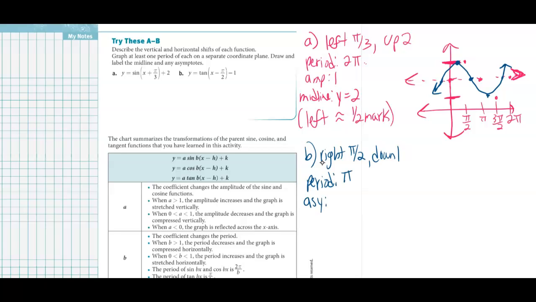Instead it has those asymptotes at half of the period. So negative pi over 2, pi over 2. And those y values are negative 1, 0, 1. And they're all going down 1. So I'll subtract 1 from all of those. And those are just the y values between the asymptotes.